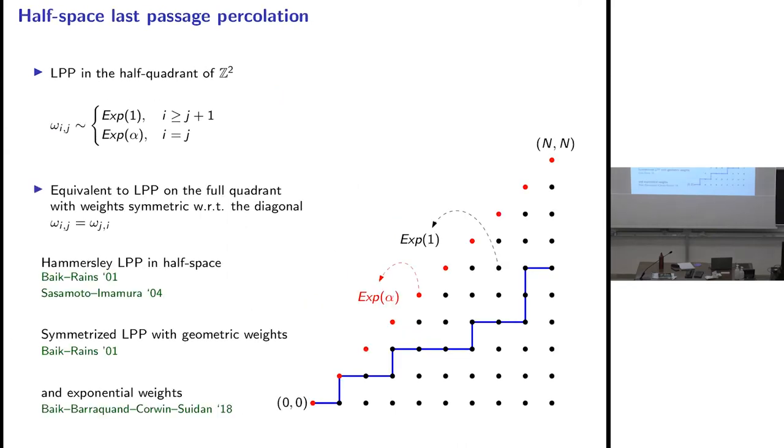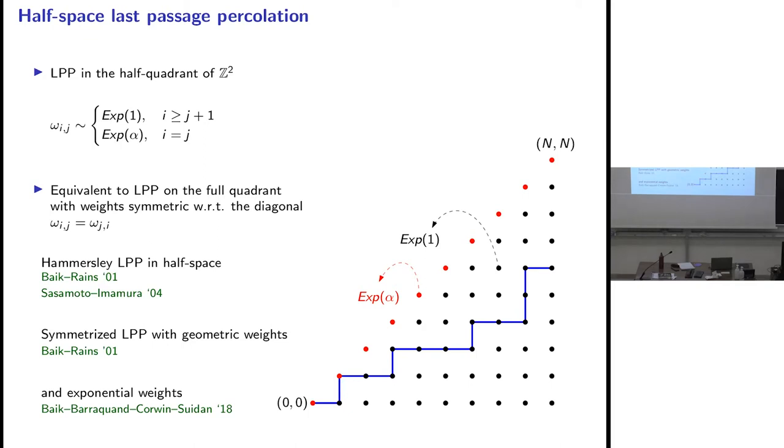The model that we are studying in this work is a last passage percolation model in half space, that you can describe in two equivalent ways. You can either think of a model of last passage percolation in full space, where you take the random variables omega ij to be symmetric with respect to the diagonal, or you can consider the model in the half quadrant of the integer plane, and then you define the randomness in the following way. You have independent random variables omega ij in the bulk, and independent random variables with a different parameter on the diagonal. In this work, we studied last passage percolation with exponential weights. So we take parameter one in the bulk and a parameter alpha, with alpha positive, on the diagonal.